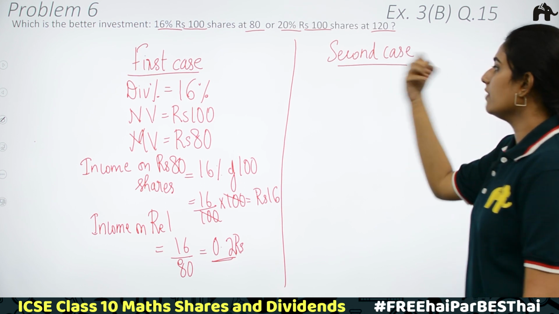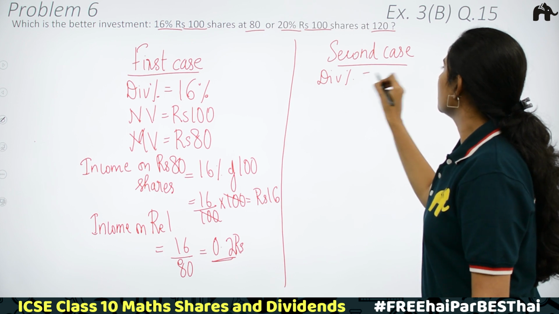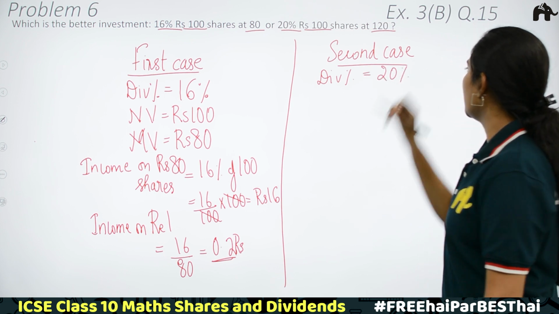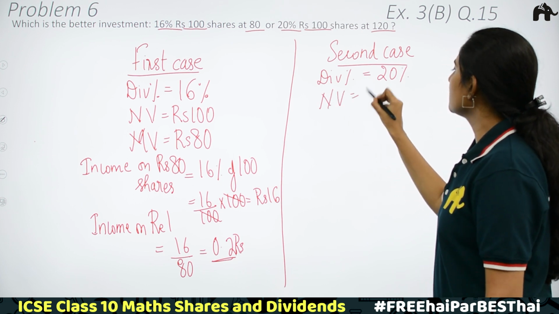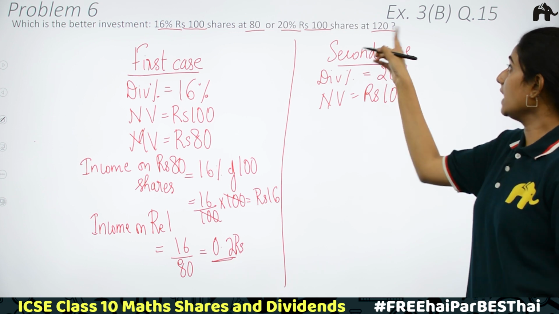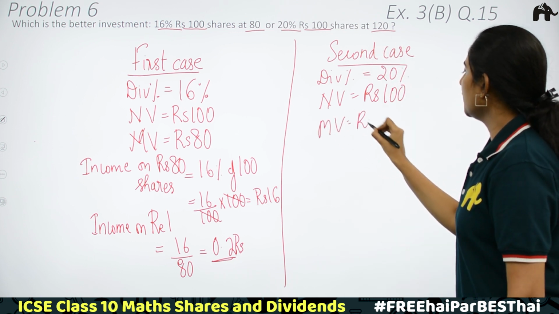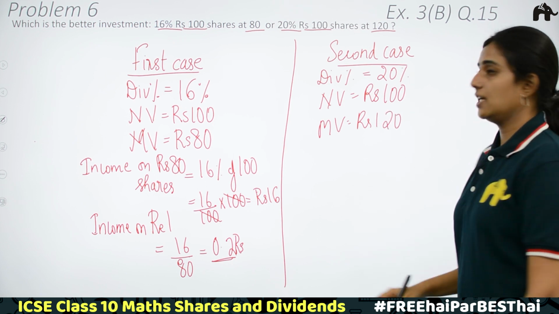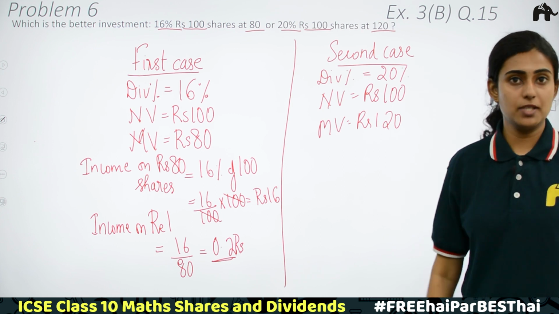Given quantities, dividend percentage is equal to 20%. Then nominal value is same, that is rupees 100. At 120, market value is rupees 120. This is a case of above par. We have a premium here.